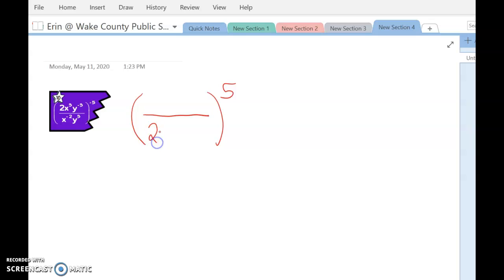And I'm going to move everything that was here to the bottom and everything that was on the bottom to the top. Before I worry about raising to the 5th power, I'm going to try to simplify inside. I still have negatives. Some people will take this negative and they'll raise everything to the power of -5. I think that gets confusing, especially when you have these coefficients of 2. So I'm going to simplify inside first.